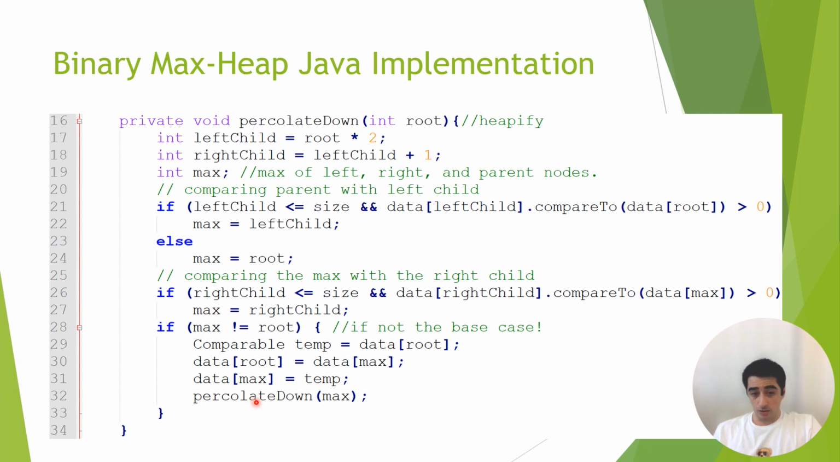And then at the end, you're going to percolate down max in a recursive fashion, because you may not be able to fix the percolate down by doing one swap. You may do it multiple times, as I showed you in the previous slides.